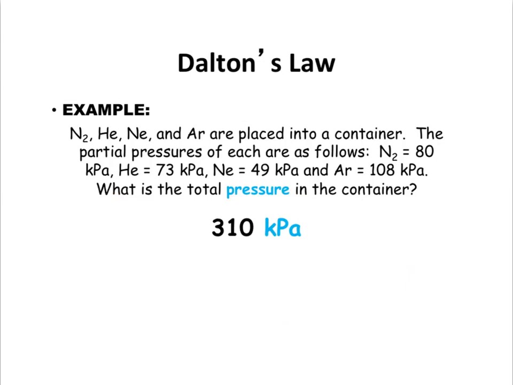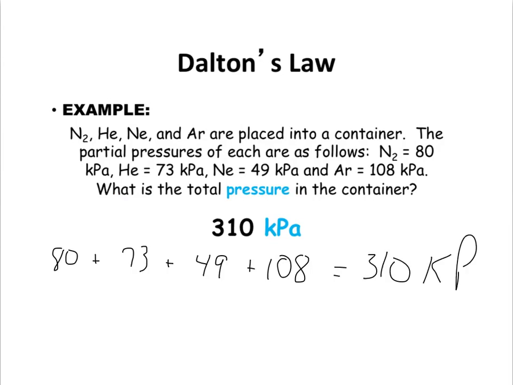So let's just look at a quick example of Dalton's law. It says nitrogen, helium, neon, and argon are placed into a container. The partial pressures of each are as follows. Nitrogen has 80 kilopascals pressure, helium is 73 kilopascals, neon is 49 kilopascals, and argon is 108 kilopascals. They want to know the total pressure in the container. Well, if you add up the partial pressures of each of the individual gases, you'll have the total pressure of the container. So, 80 plus 73 plus 49 plus 108 gives you the total pressure of all those gases mixed together, 310 kilopascals.